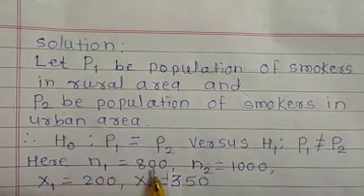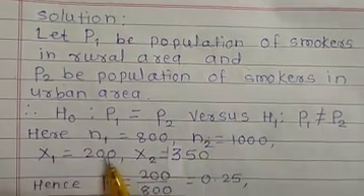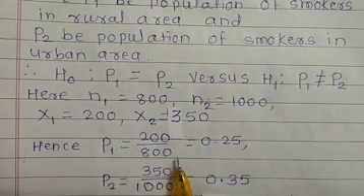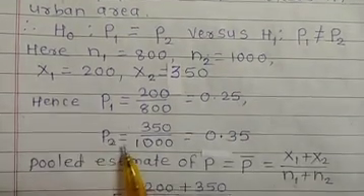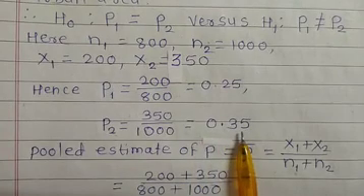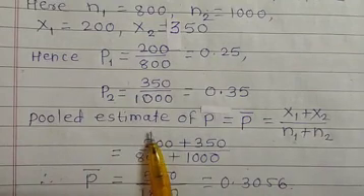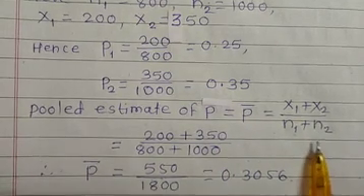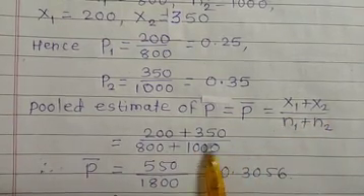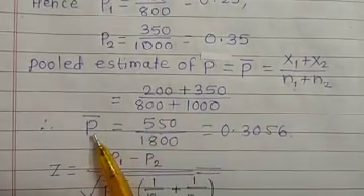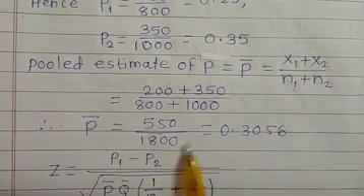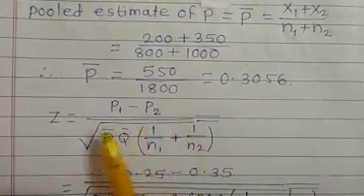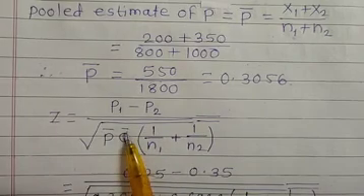Here n1 is equal to 800, n2 is equal to 1000, x1 is equal to 200, x2 is equal to 350. Hence p1 is equal to 200/800, that is equal to 0.25, and p2 is equal to 350/1000, that is 0.35. Pooled estimate of P, that is P bar, is equal to (x1 + x2) upon (n1 + n2). So x1 is 200 plus x2 is 350 upon 800 plus 1000. That means P bar is equal to 550 upon 1800, that is equal to 0.3056.